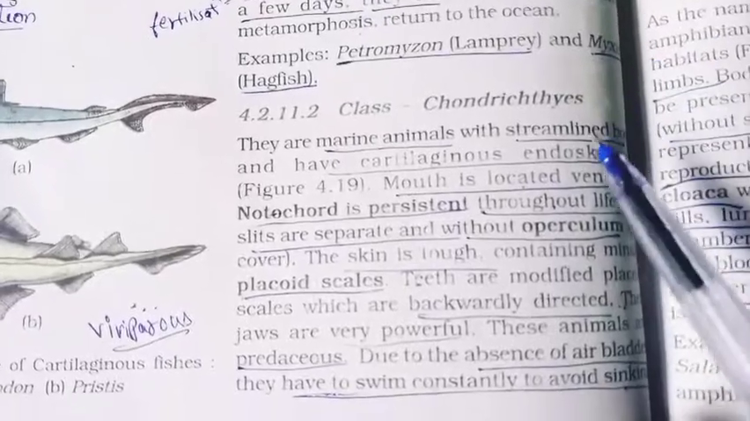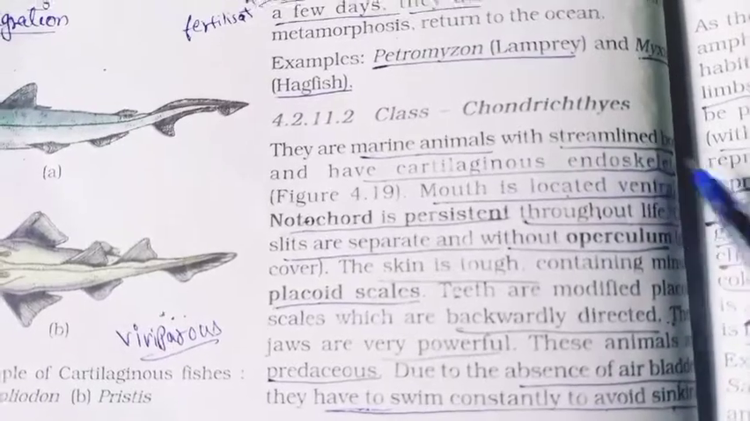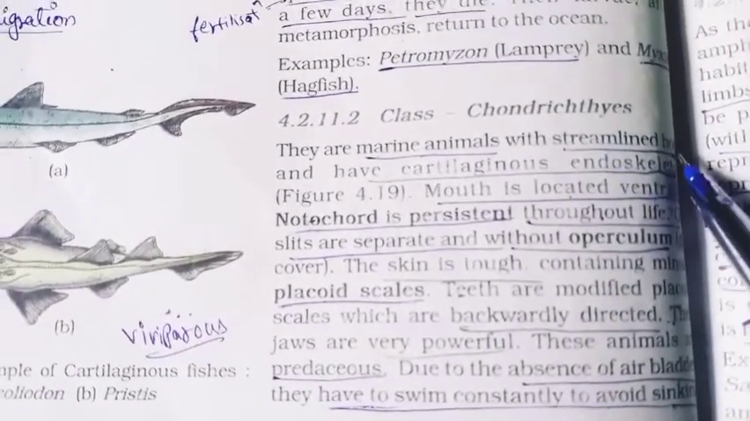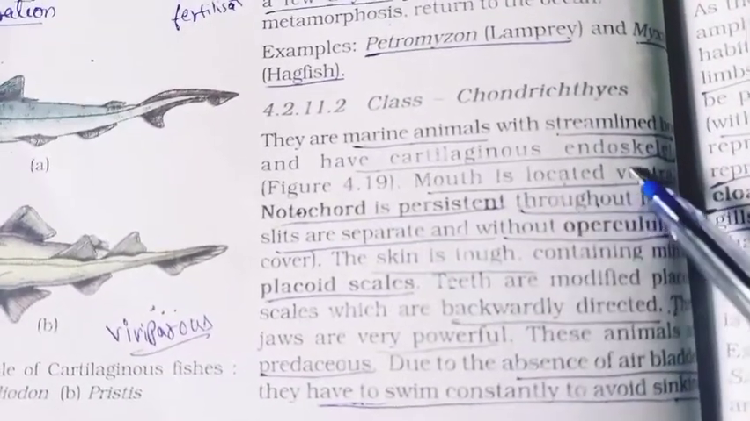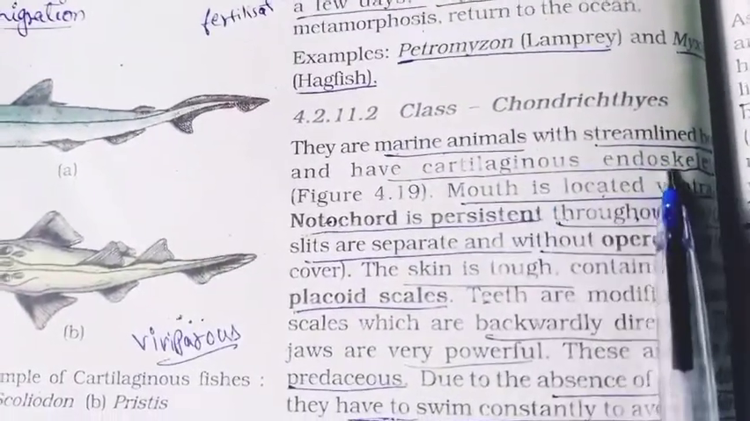Hey guys, so today I'm going to tell you about Chondrichthyes. They are marine animals with a streamlined body. All marine animals have a streamlined body for swimming and a cartilaginous endoskeleton. Like Cyclostomata, Chondrichthyes also have a cartilaginous endoskeleton.